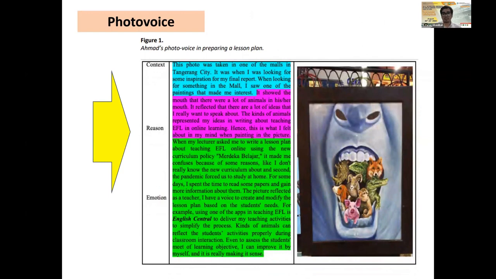So this is a part of the data analysis, and take a look at this one. There is a context, reasons, and emotion. And on the right side, there is a picture taken by Ahmad. Ahmad is the research participant. And then Ahmad was asked by the researcher to explain how the photo reflects his personal experiences in preparing a lesson plan as a teacher candidate or pre-service teacher.